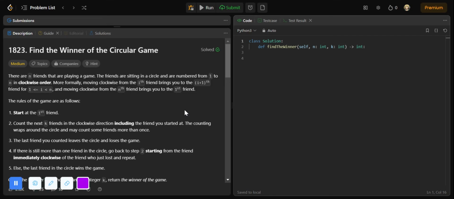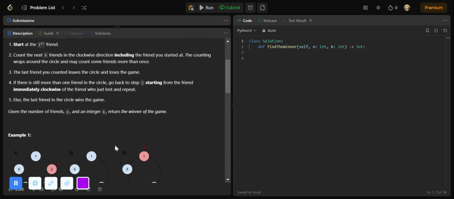Hello everyone, today I'm going to solve a LeetCode problem, Find the Winner of the Circular Game. There are n friends playing a game. The friends are sitting in a circle and are numbered from 1 to n in clockwise order. More formally, moving clockwise from the ith friend brings you to the (i+1)th friend for 1 <= i < n, and moving clockwise from the nth friend brings you to the first friend.